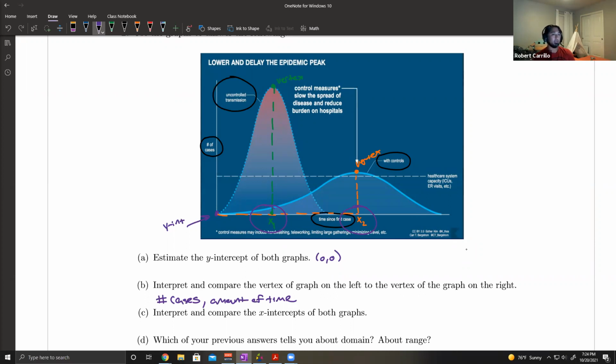Anybody else see anything different? Other than uncontrolled and controlled, right? All right. That works for B. All right. C.